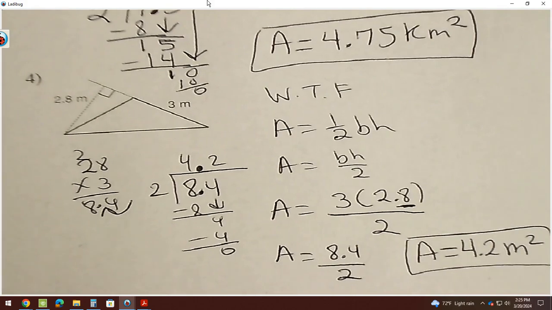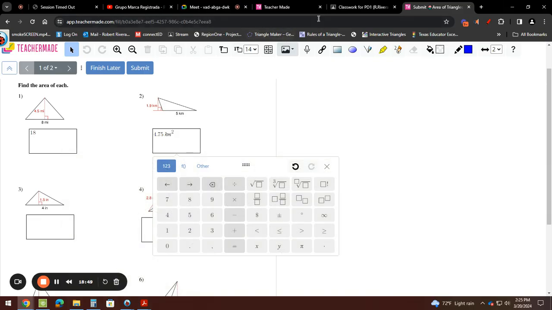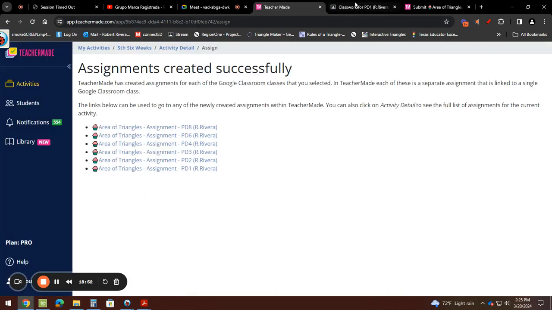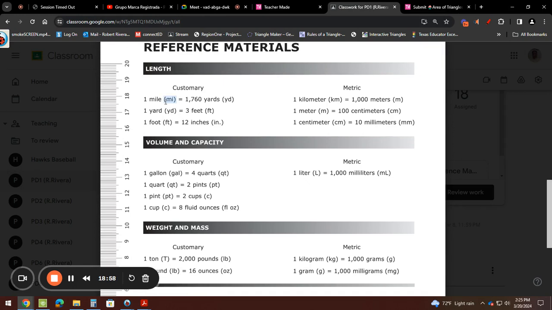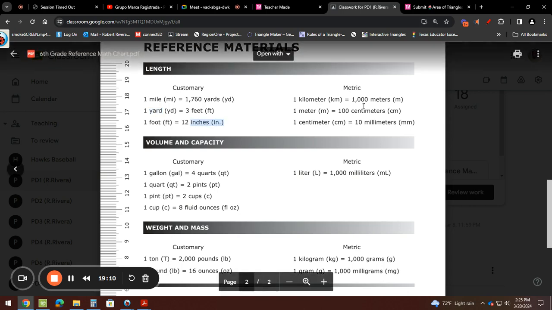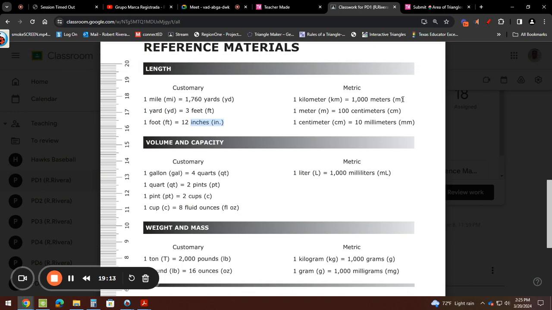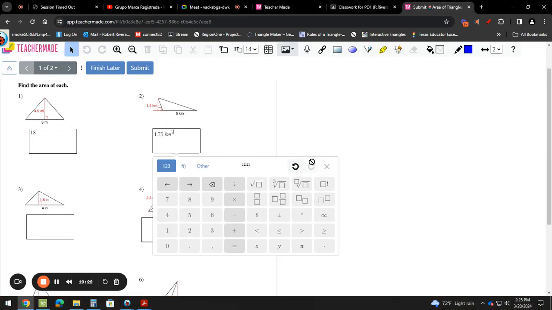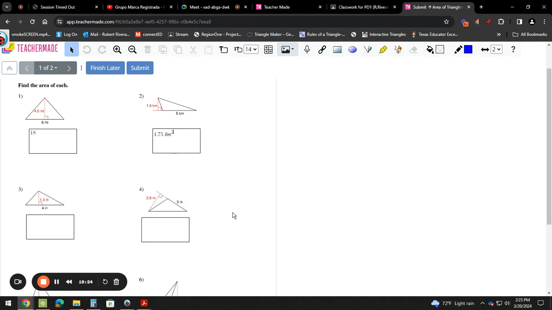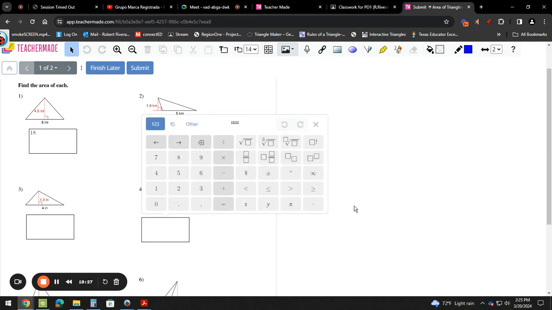If you're ever wondering how do I know what the M means, it's also on your mathematics chart, on page 2. See there, MI, it's miles. YD, that's yards. FT, that's feet, the foot. Inches, IN. In the metric system, km is kilometers, M is meters, cm is centimeters. So that's how I know.